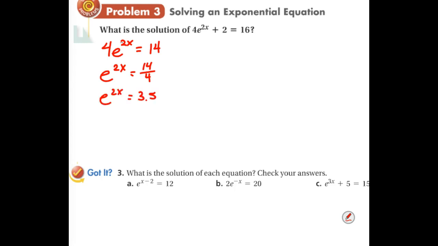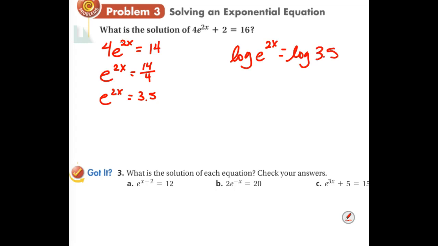Now, what was our technique when we were solving exponential ones before? If we couldn't get a common base, we used logs, right? We took the log of both sides. I can take the common log of both sides. It will work. And I can do the same process I did before. So I could take the log of e to the 2x equaling the common log of 3.5.